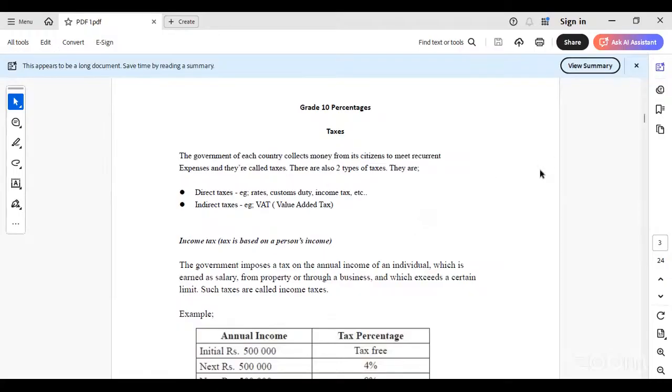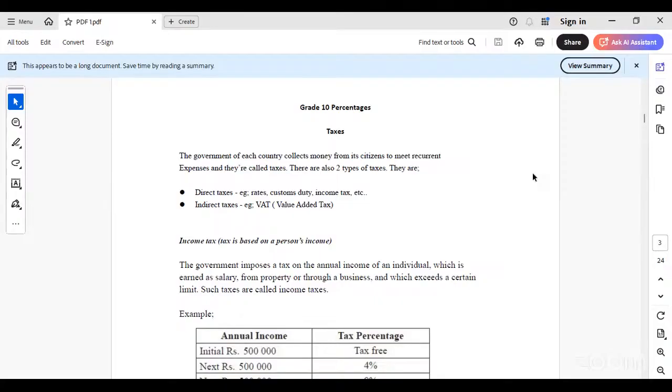There are two types of taxes that we are going to learn. One type is called direct taxes, and the second type is called indirect taxes. Under direct taxes, you have examples like rates, customs duty, income tax, etc., where those taxes are charged for you directly by the government. The next type is called indirect taxes. Some examples of indirect taxes are VAT, which is called value-added tax, right? Normally all products or all services that we have in Sri Lanka, we get charged by this VAT. I hope that the first part is clear to you all.